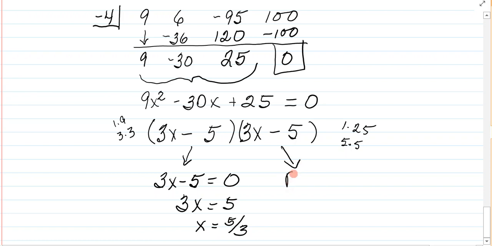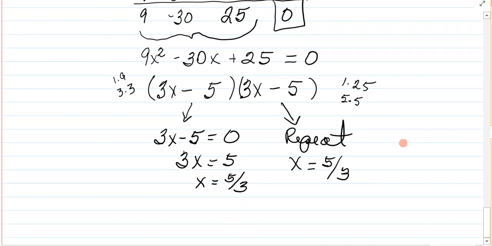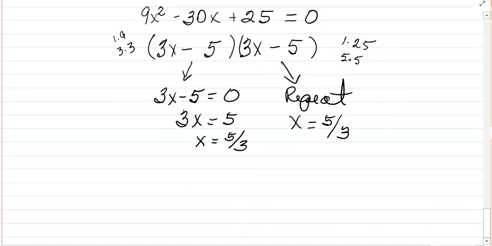This is a repeat, and I will get x is 5/3 again. I hope that it's jogging your memory. If this is a 0 or a root twice, then as a factor, it will be multiplicity 2. And in the graph, it should touch it there, not cross it there.